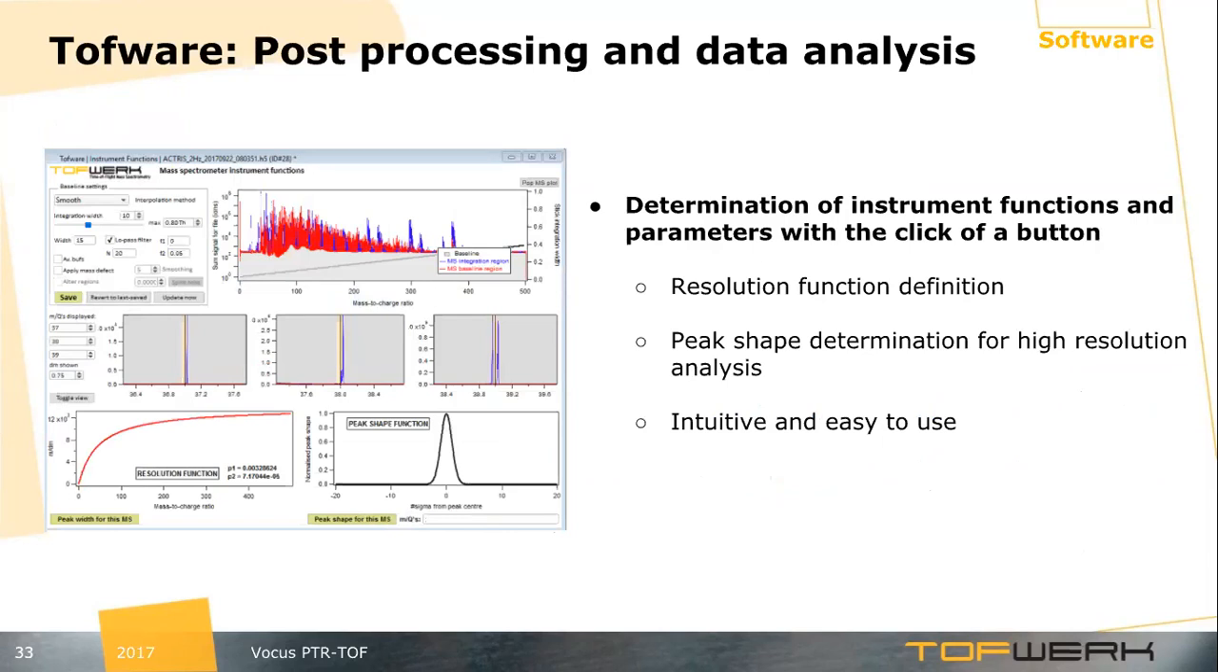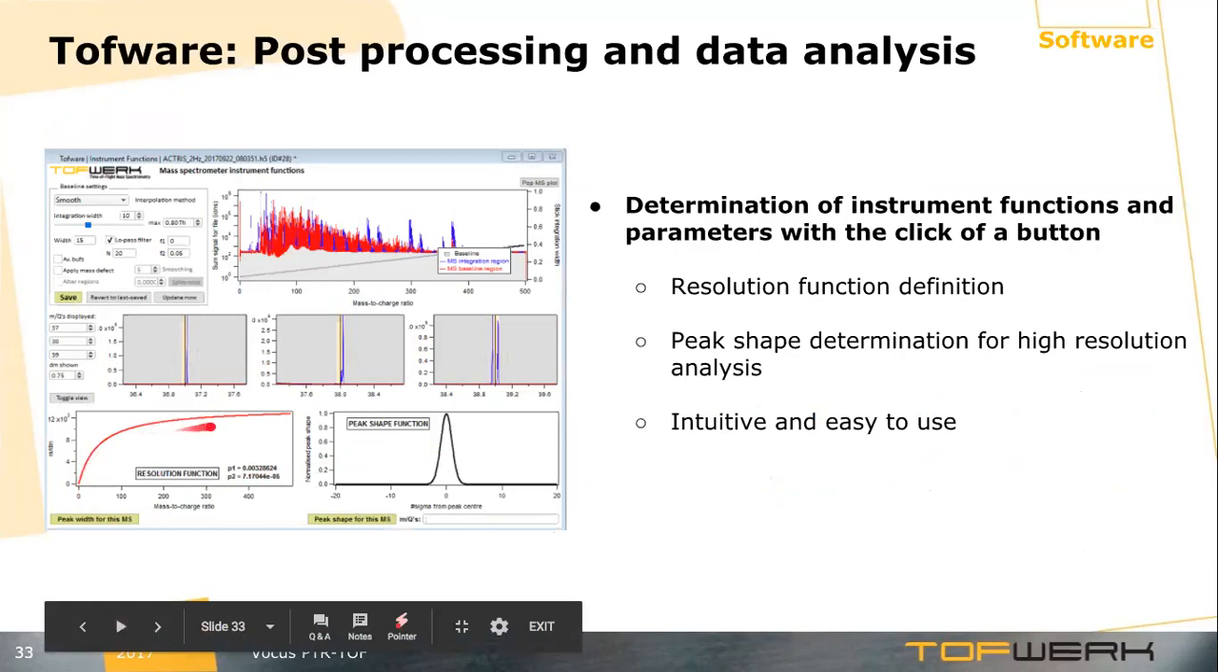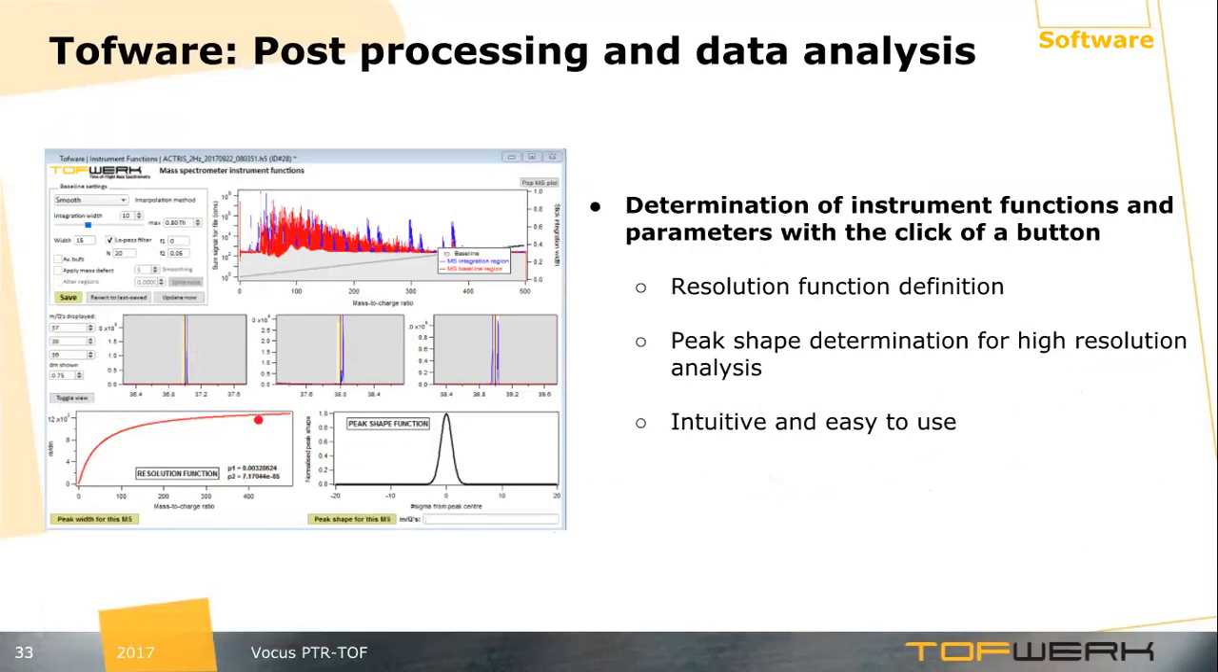Then as you dive deeper into the post-processing workflow, you need to define a couple of other instrument functions. So this includes determining the resolution, which is done in a couple of clicks. You can see the resolution function plotted in the bottom panel here. This instrument was reaching resolutions of 12,000. And here you can see the peak shape function. So this is the kind of non-ideal flight properties.